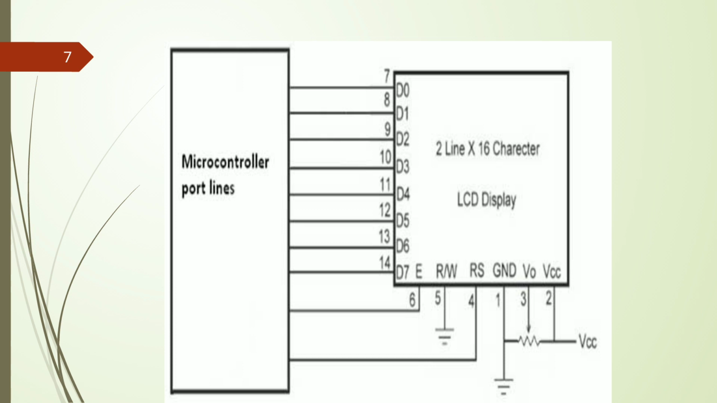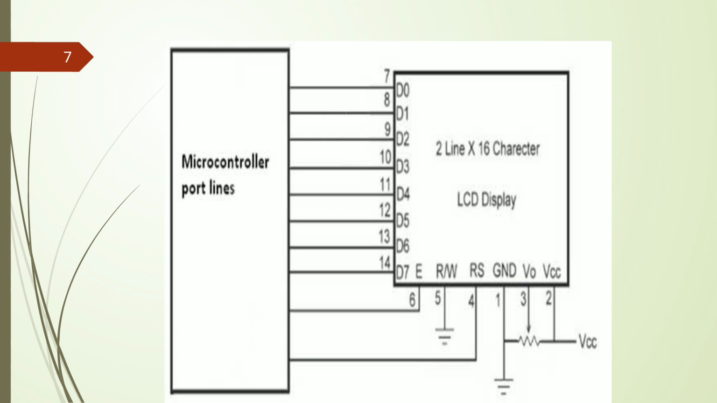From pin number 7 to pin number 14, the actual data lines D0 to D7 are used, and here we connect the output pins from the microcontroller for accessing the actual data. The remaining three most important lines are RS, RW and enable. RS is nothing but register select, RW is the read write operation, and E stands for enable, enabling the pin. In some cases it is mentioned as EN.